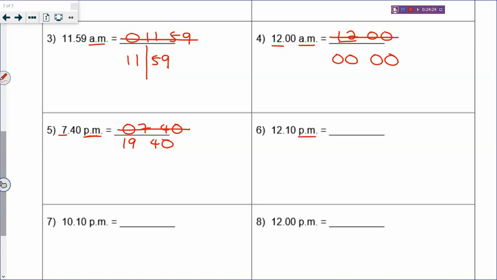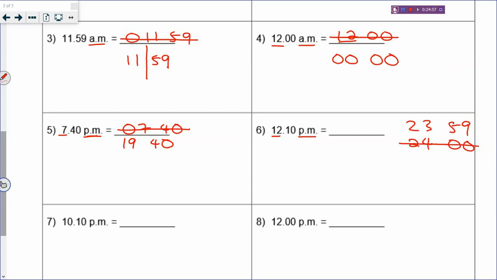Next one, 12:10 PM. You see a PM there, so do you add 12 over here? No. Because the biggest 24-hour time is 2359, which means you cannot go bigger than that. Your 24-hour time cannot be 24 and bigger, it cannot be 2400. So if I add 12, it becomes 24 already.